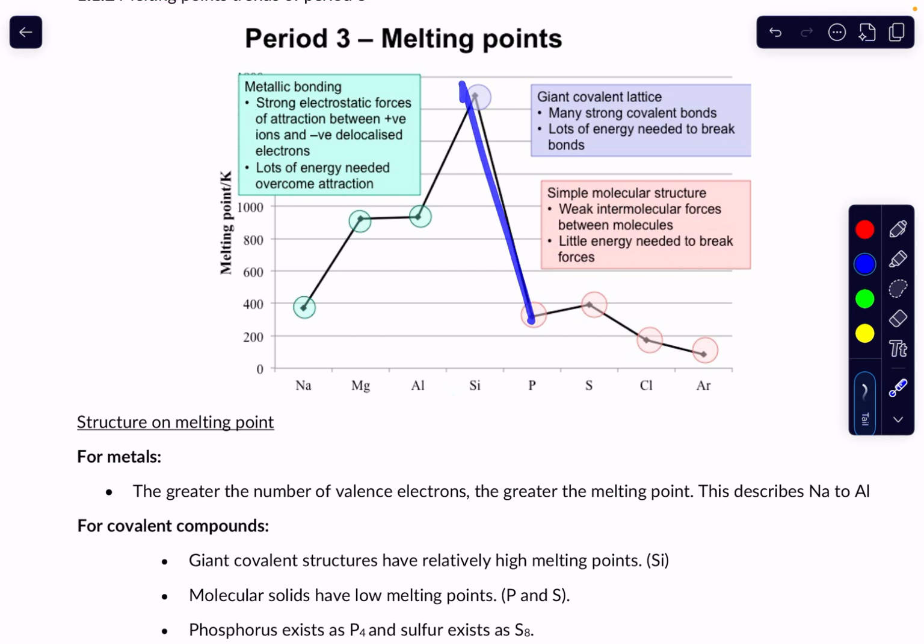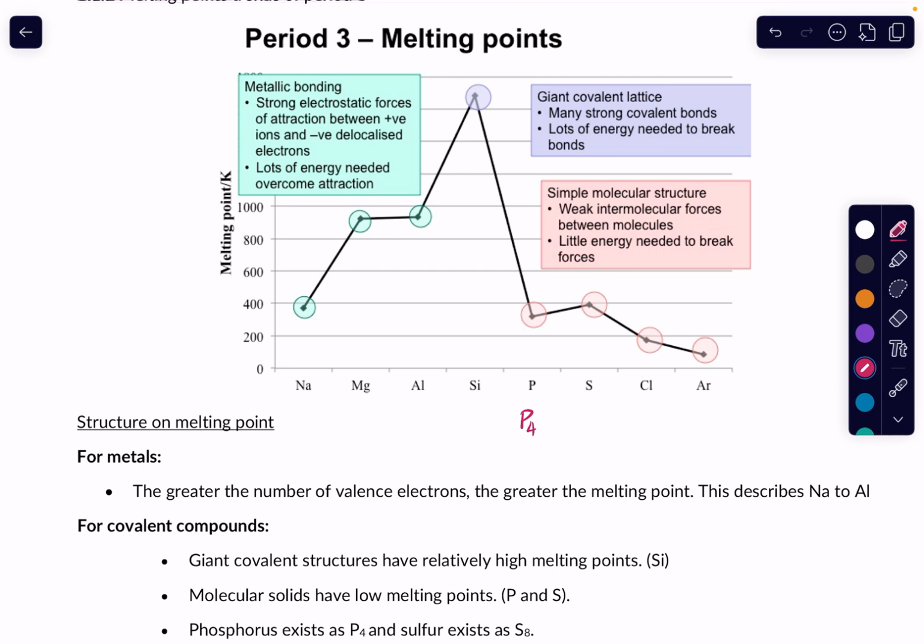You can see the massive drop down here, where we've got phosphorus, sulfur, chlorine, argon. All of these guys are non-metals. They're on the right-hand side of your periodic table. Something you need to know, you just need to remember this, I'm afraid. Phosphorus naturally exists as P4. So you've got 4 phosphorus atoms all bonded together and they float around together.